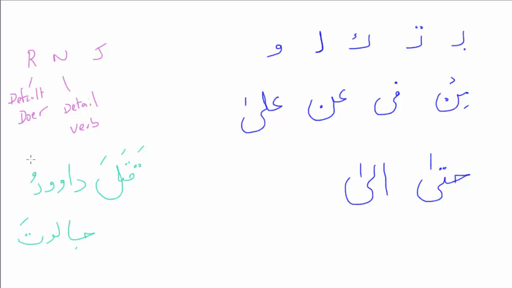So this shows that it's a doer, and the nasab shows that it's a detail, meaning Dawood is the doer of the act of qatl, and Jalut is the one this action is being done to. Meaning Dawood killed. Who did he kill? He killed Jalut, and that's the detail. So in most cases, a nasab can be a detail, and jarr is something that we haven't really talked about.